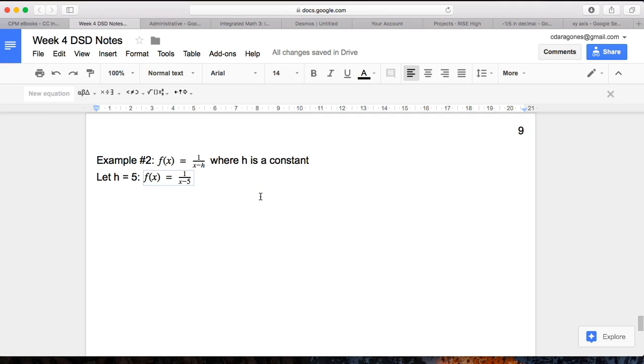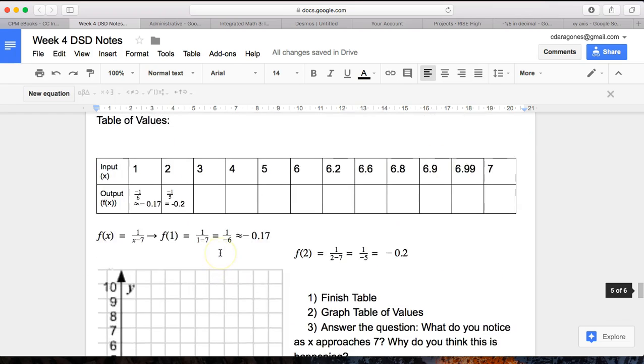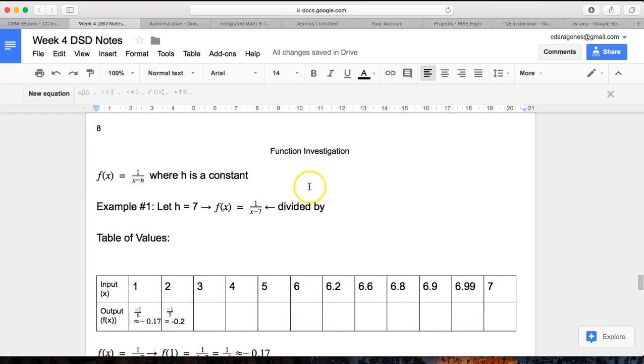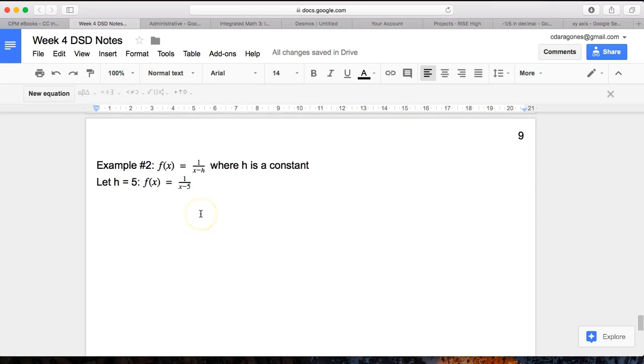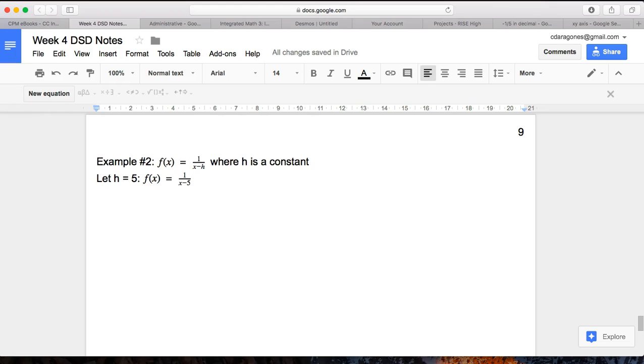Again, don't forget this is 1 divided by x minus 5 when you are using your calculator to evaluate this. We're going to do the same exact thing we did with the first function, where we first create a table of values. So I'll let you pause the video here and write this down on the next page of your notebook, and then we'll create a table of values.